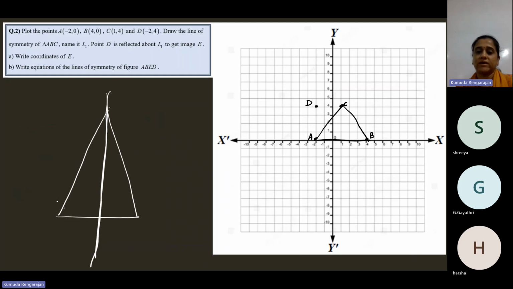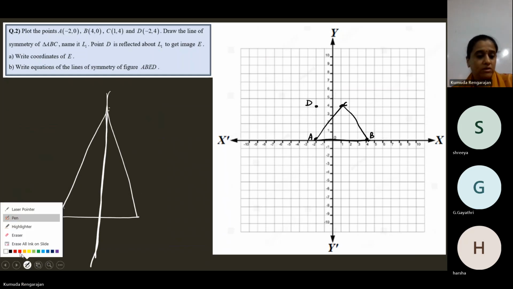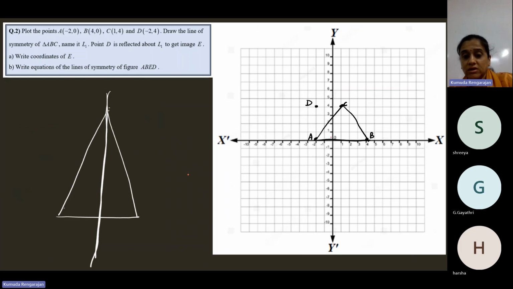Okay, so what's the instruction? Draw the line of symmetry of triangle ABC. So how many units do you have here below? Watch here. How many units? 2 here and 4 here, so in total we have 6 units. So this is 2 and this one is 3. Don't you think it should be like this?